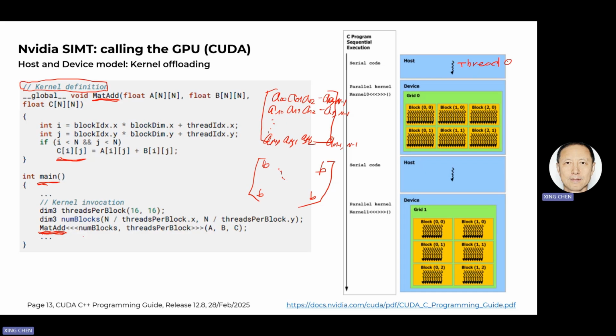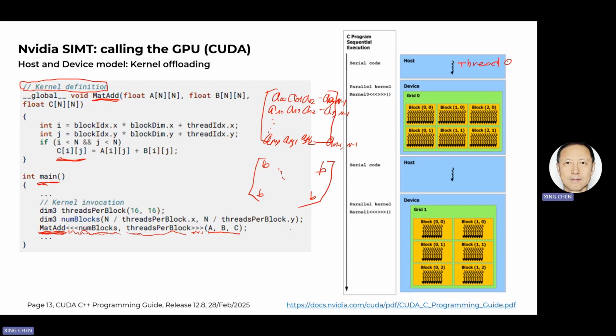This kernel function call is a little bit different than the traditional C function call, because these are the parameters for the function call. And here we have some strange parameters between the triple chevrons. You have number of blocks, threads per block, and so on. These are the parameters for the kernel function call.